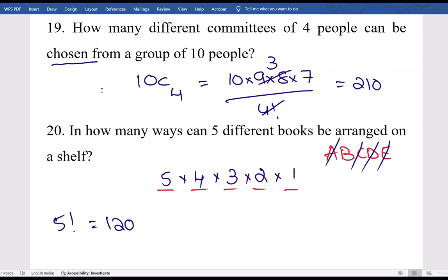The first was 10C4, selection. This second one is actually 5P5, which is 5 factorial, arrangement, permutations. When it is only selection, it is combination. Selecting and arranging is permutations. Among A, B, C, D, E, I am selecting one and I am arranging it where I have to keep. Selecting and arranging is permutation.